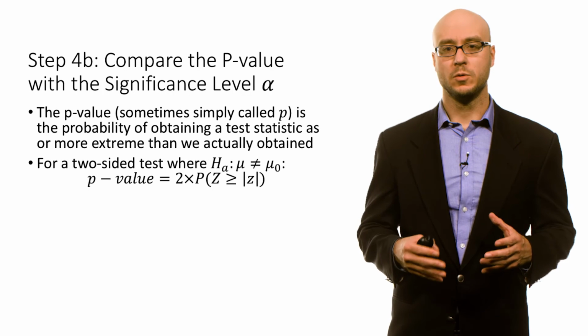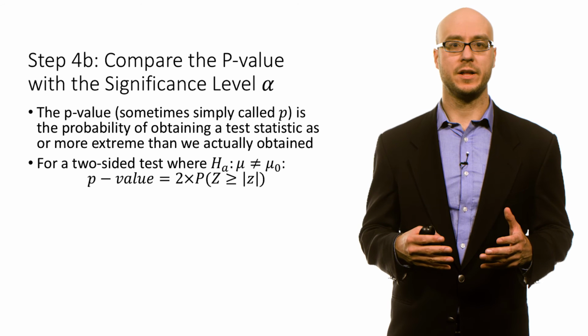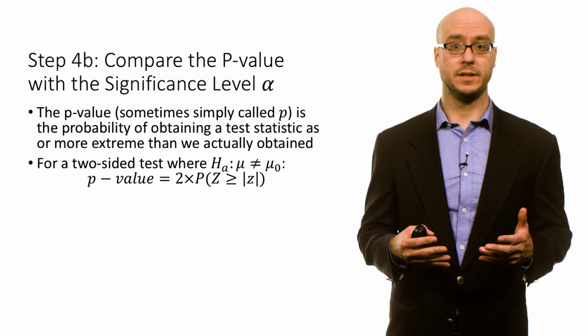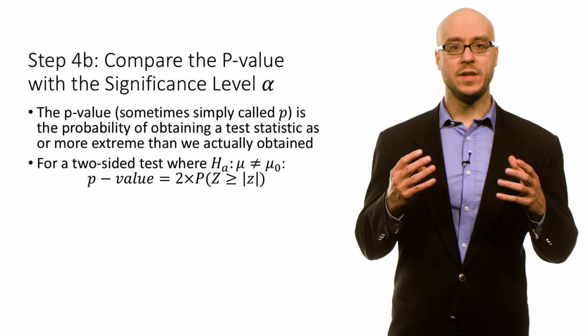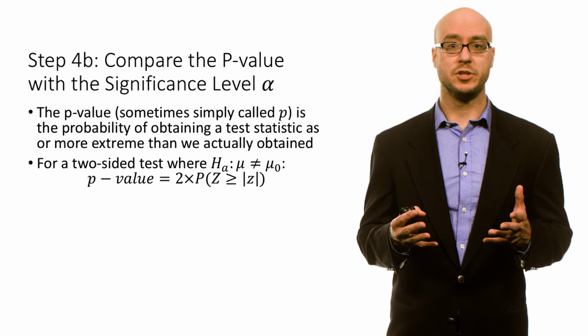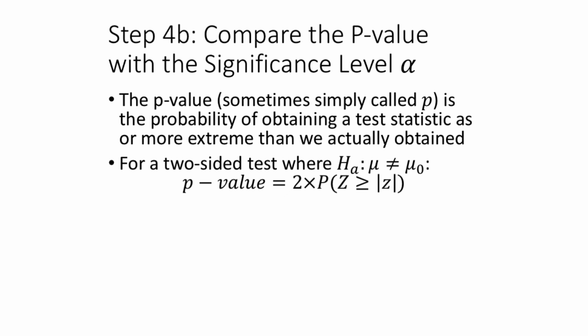For step 4b, we can compare the p-value or probability value with some alpha criterion level or significance level. The p-value, sometimes denoted just with p, is the probability of obtaining a test statistic as or more extreme than the one we actually obtained. So for a two-sided test where the alternative is that the population mean does not equal the claimed value of the population mean under the null hypothesis, the p-value is simply the probability of obtaining a test statistic as or more extreme than the one we obtained in absolute value times 2.